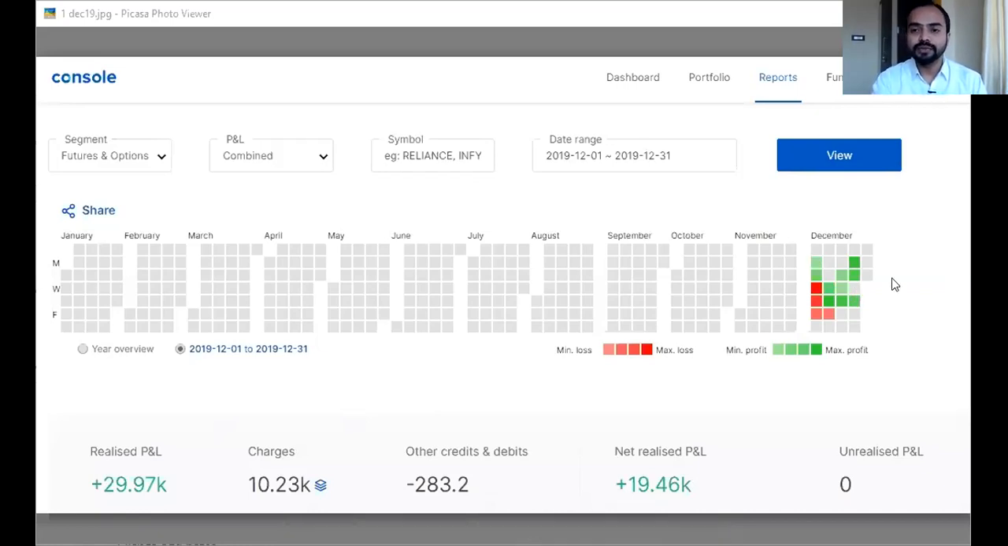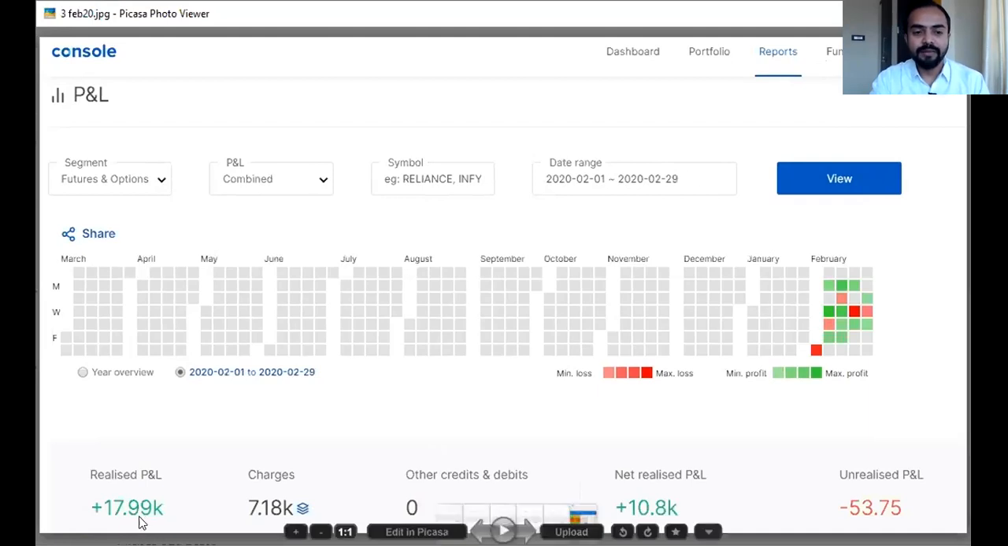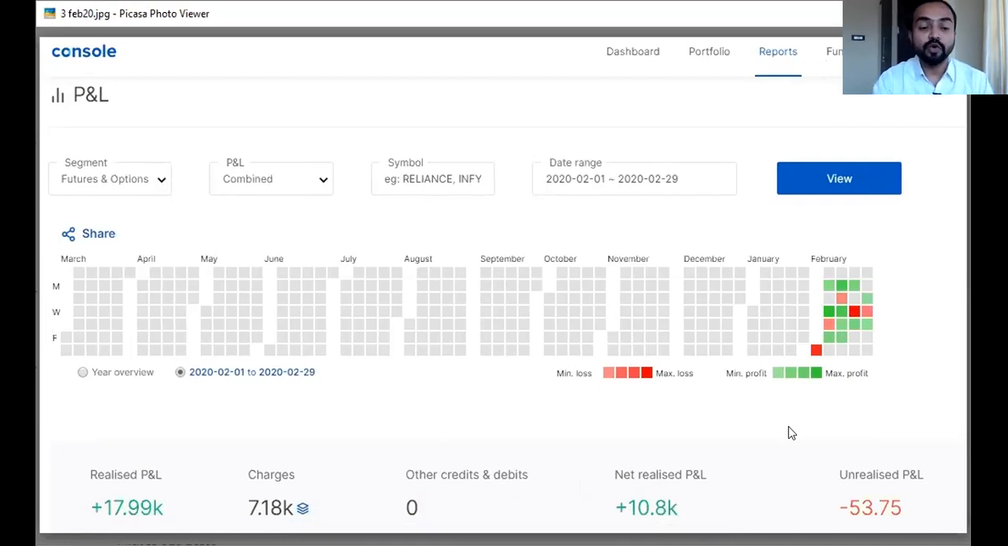So moving ahead to January, this is for the month of January 2020, and I made a profit of 32.5 thousand. This is the brokerage, and this is my chart. And as you can see on the right top, the ID in all the screenshots is the same. So it's of the same person, which is me. So we'll move to the next month, which is February. In February, my profit is 18,000. This is the brokerage, and this is 2.5% of my capital.